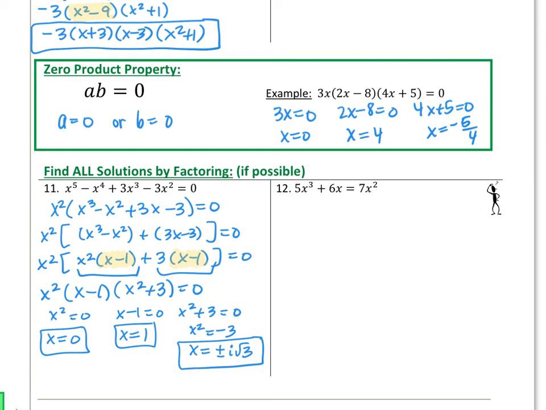So when they say all, just watch out for the wording, okay? If they say all, they're including the imaginary ones too.